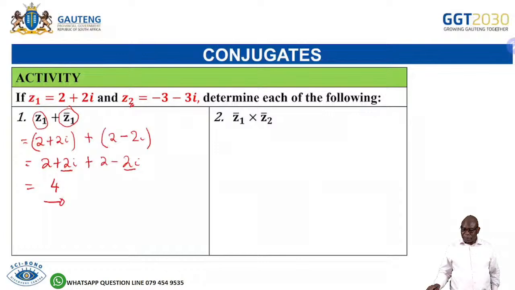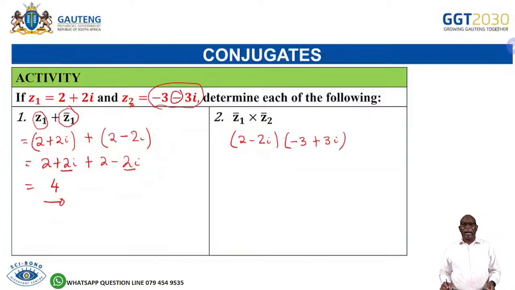But let's check with this one. Now we have a conjugate of z1 and a conjugate of z2. So what am I doing here? I'm multiplying 2 minus 2i with the conjugate of this one, which is negative 3 plus 3i. Because this is a minus 3i, the conjugate gives plus 3i. Then I just multiply using FOIL. 2 times negative 3 is negative 6. 2 times 3i is 6i. Negative 2i times negative 3 gives positive 6i. Negative 2i times 3i gives negative 6i squared.